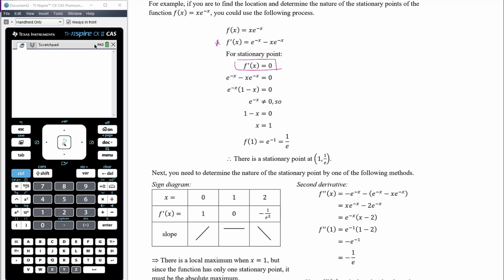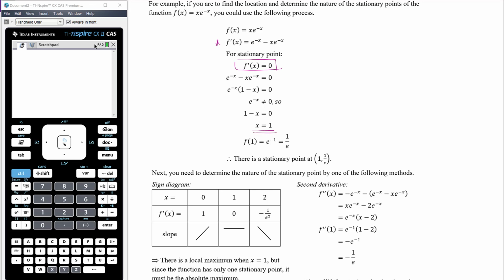We can factor out our e to the negative x, which gives us e to the negative x times 1 minus x, and then we're using the null factor law, which says either that thing equals 0 or that thing equals 0. Now, e to the negative x can't ever equal 0. Exponential function reflected in the y-axis looks like this. It doesn't ever equal 0. So that's not going to give you a solution. So that's what this says here. e to the negative x cannot equal 0, which means that we're just looking at 1 minus x equals 0, and so x equals 1.